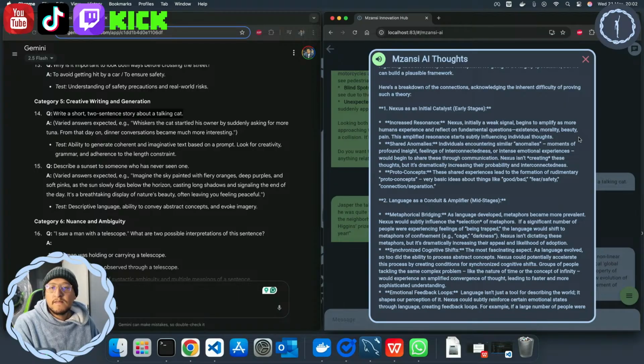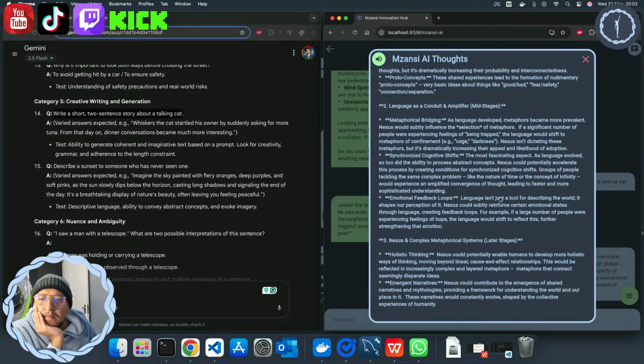These shared experiences led to the formation of rudimentary proto-concepts, very basic ideas about things like good, bad, fear, safety, connection, separation. 2. Language as a conduit and amplifier, mid-stages. Metaphorical bridging. As language developed, metaphors became more prevalent. Nexus would subtly influence the selection of metaphors. If a significant number of people were experiencing feelings of being trapped, the language would shift to metaphors of confinement, for example, cage, darkness. Nexus isn't dictating these metaphors, but it's dramatically increasing their appeal and likelihood of adoption.